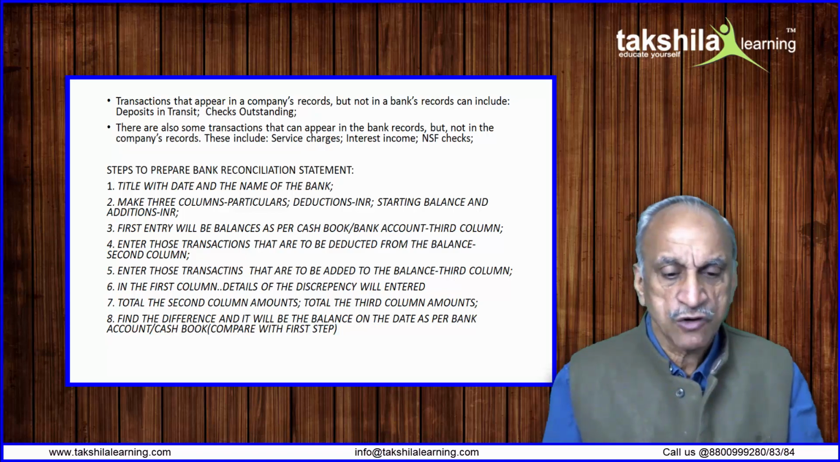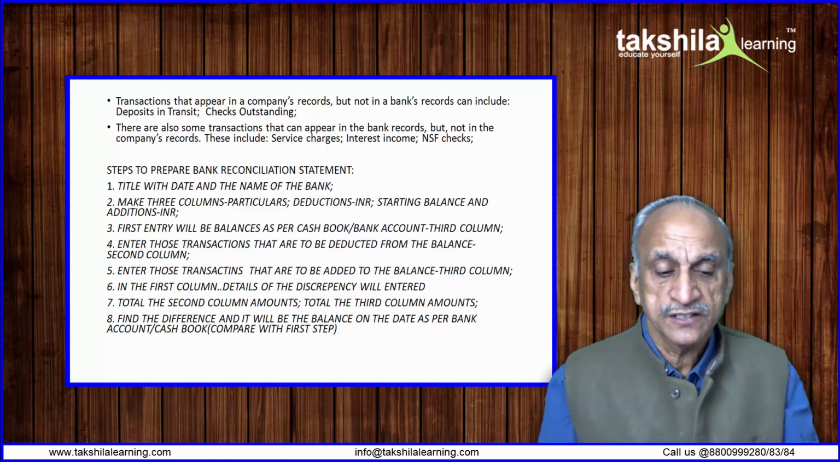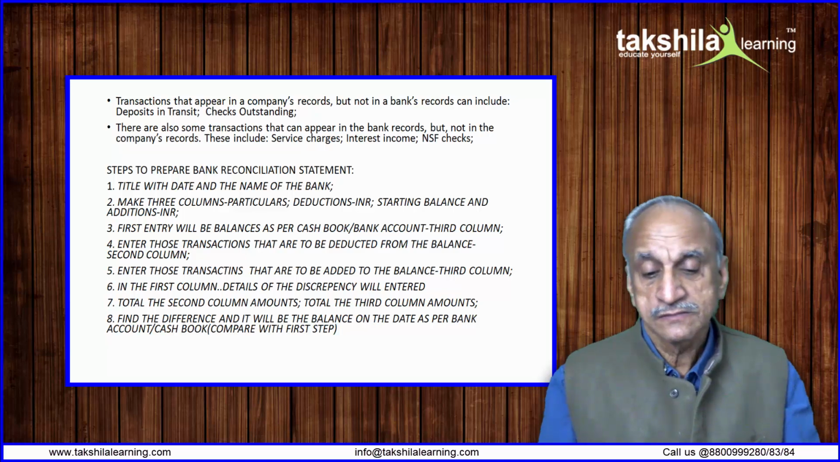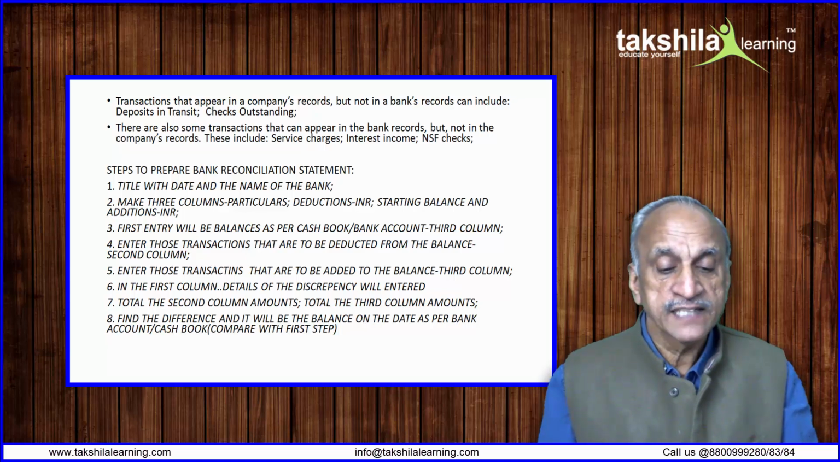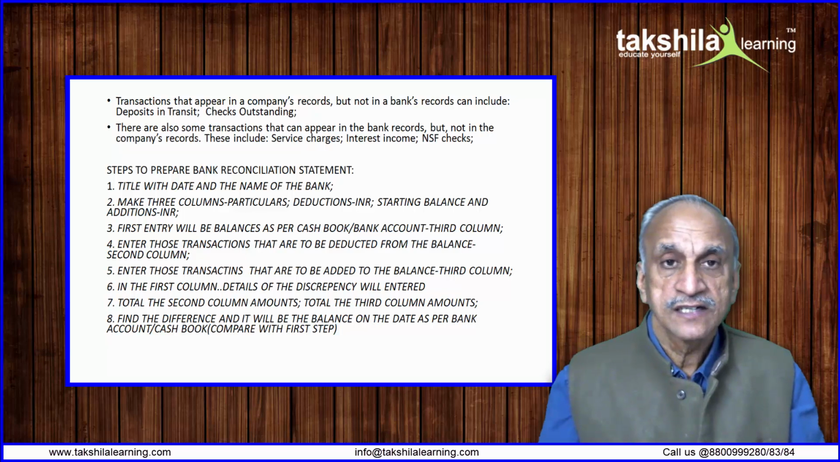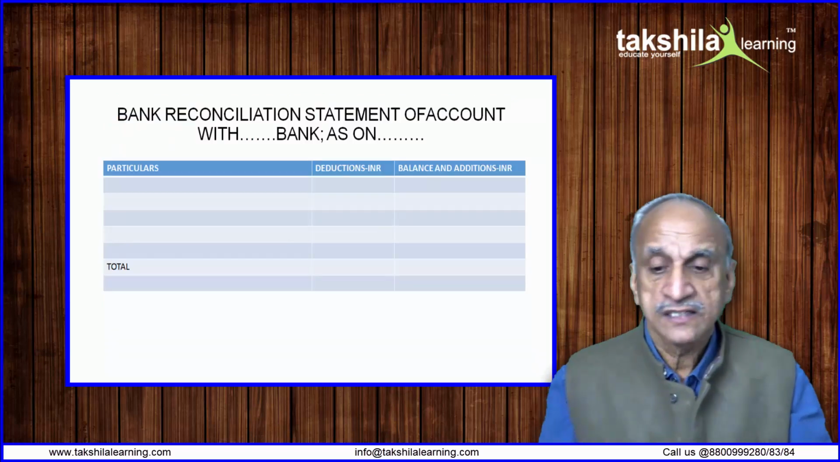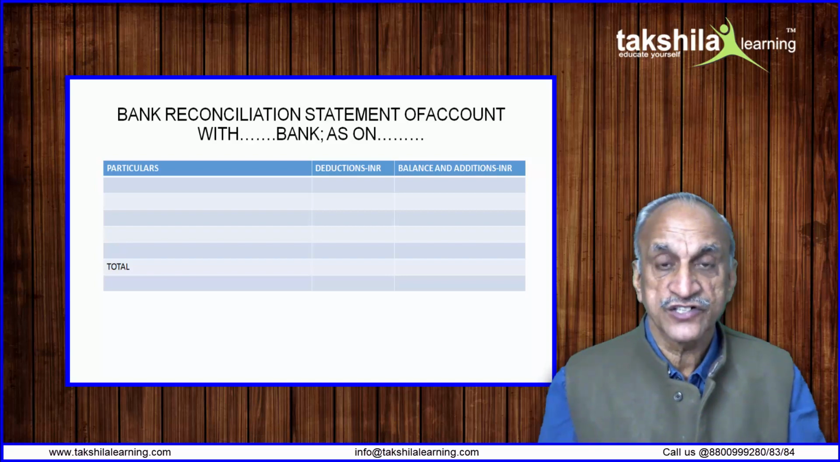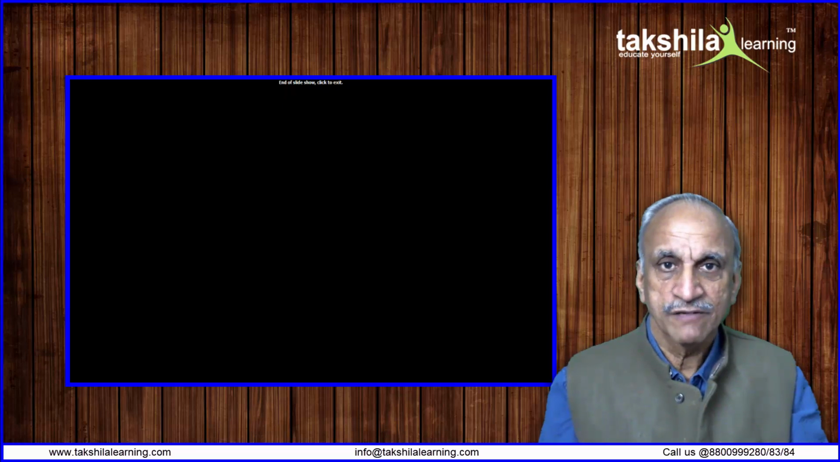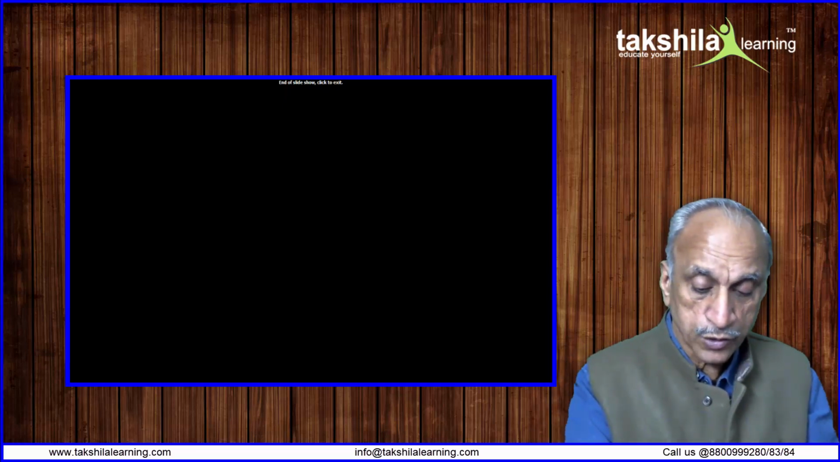Enter the transactions in the first column and the details of the discrepancy. Total the second column, total the third column amounts, and find the difference. It will be the balance as per the bank account if you started from the cash book. It will be the balance as per the cash book in case you started the reconciliation statement from the bank passbook. This is how the title is written: bank reconciliation statement, bank and all. We will be taking some illustrations when we take up our final course.